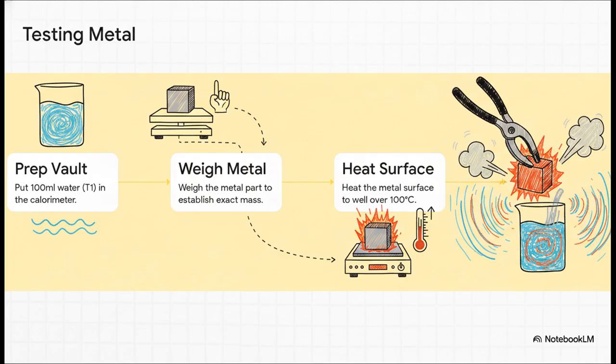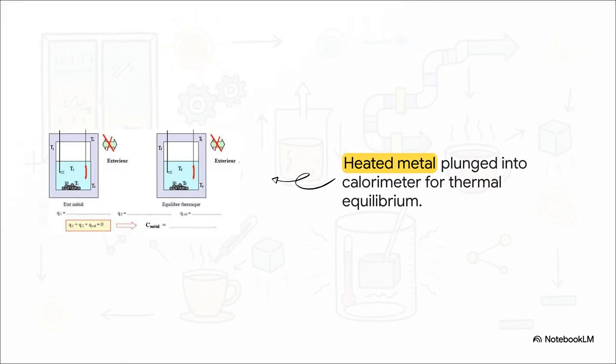Using a pair of pliers, because obviously, we plunge this scorching piece of metal straight into our 100 milliliters of cold water. Because the temperature gap is so massive here, we actually get to observe a rapid, pretty violent thermal exchange. This right here is the ultimate proof of our thermal vault. That intense heat radiating off the metal is perfectly trapped by the water and the insulated walls. Slowly but surely, the metal cools down, the water warms up, and they meet right in the middle at thermal equilibrium. It's physics in action.